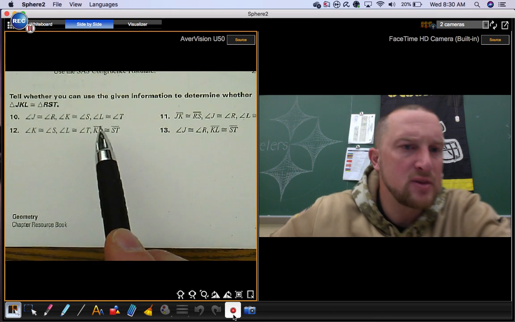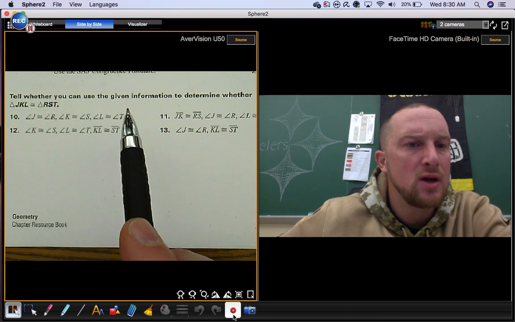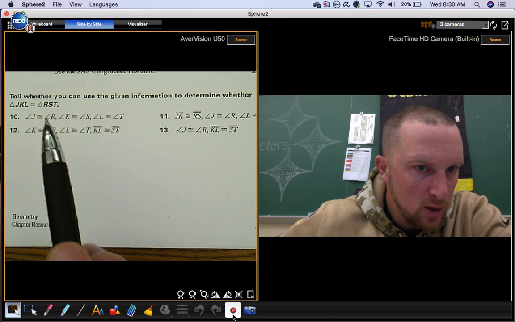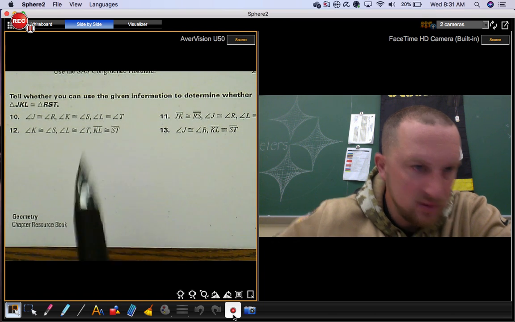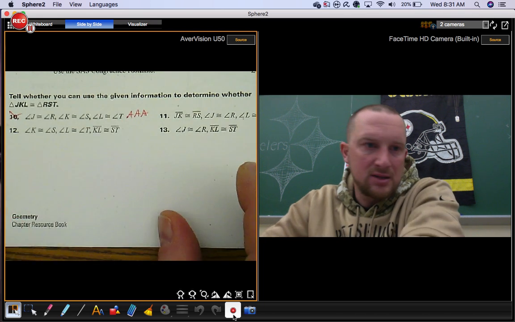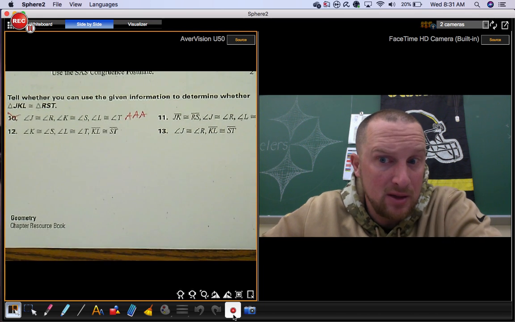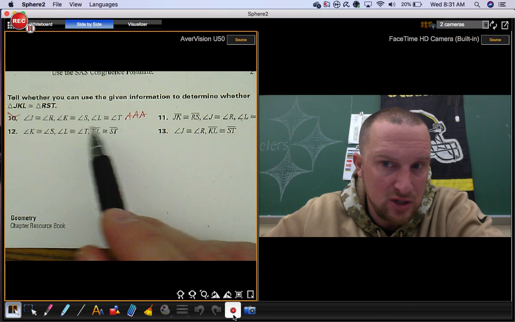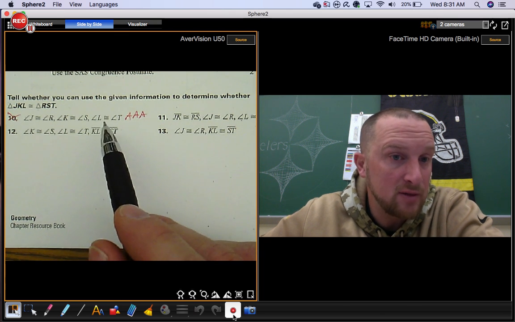Okay, so they're going to give you some congruent parts down here. You're going to tell whether you have enough information to say that the triangles are congruent. Well, we got 3 pairs of congruent angles. That's angle, angle, angle. That's not enough to show the triangles are congruent. They might be, but you don't know for sure if they have just those pairs of congruent parts. They could definitely be different triangles.